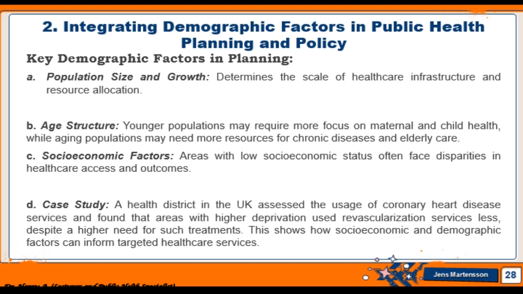Let's see the third aspect, the third key demographic factor, the socioeconomic factors. Now, socioeconomic conditions are strongly correlated with health outcomes. Populations in low-income areas tend to have poor health outcomes and face greater barriers to accessing healthcare. Public health planning must consider these disparities and target resources toward populations that are facing socioeconomic challenges.